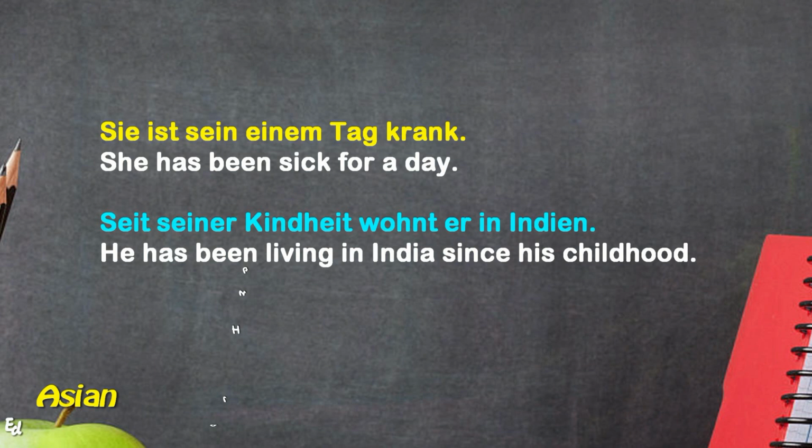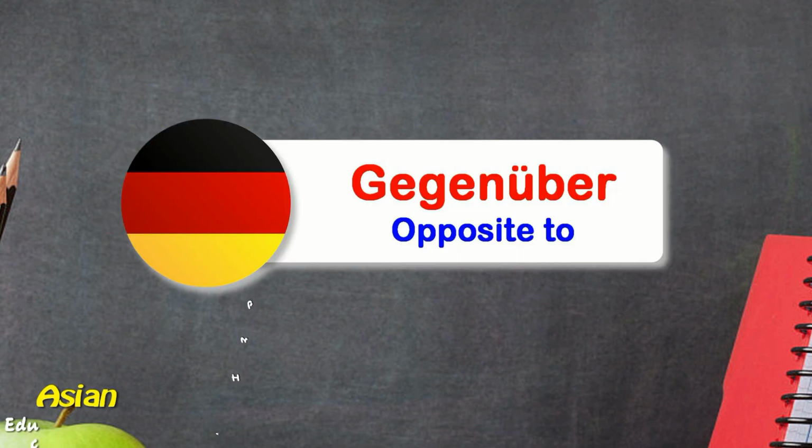Sie ist seit einem Tag krank. She has been sick for a day. Seit seiner Kindheit wohnt er in Indien. He has been living in India since his childhood. Kindheit means childhood. Now let us see gegenüber. Gegenüber means opposite to.